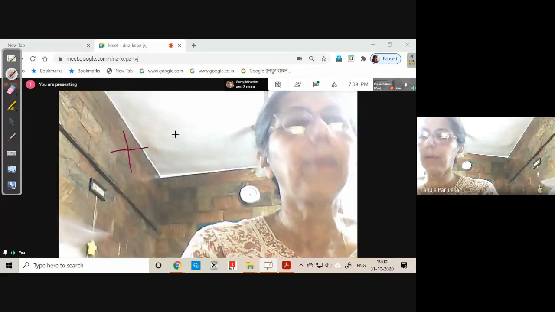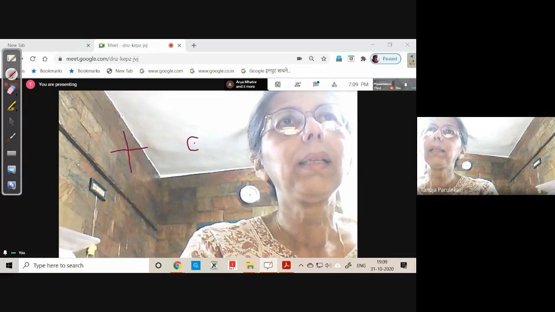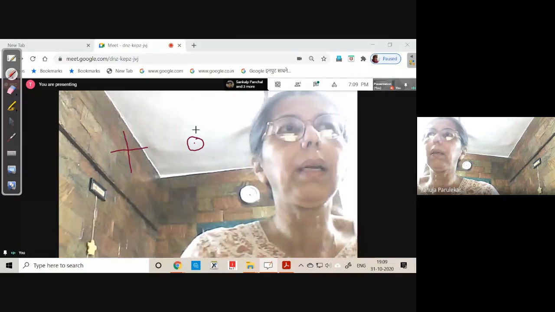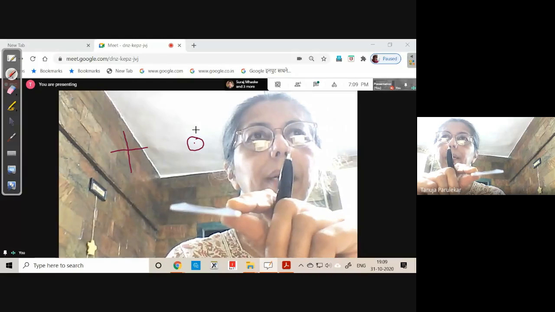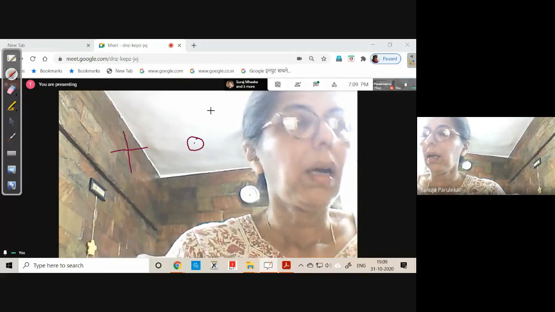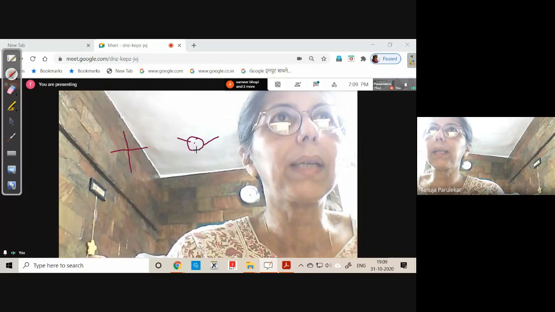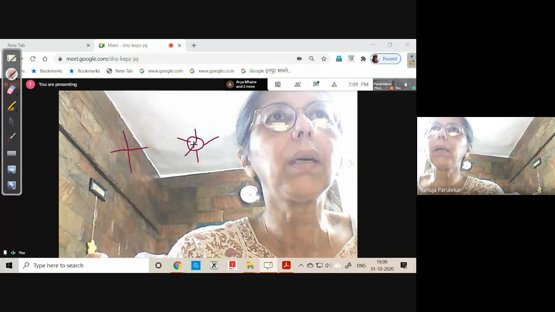But now when I want to draw the Sawhorse Newman projection formula, when I want to show it, this is my front carbon atom and this is my back carbon atom. So I'm putting it this way. Now this strip is like this, so it is perpendicular. Always remember that. This is from the back carbon atom and this is from the front carbon.